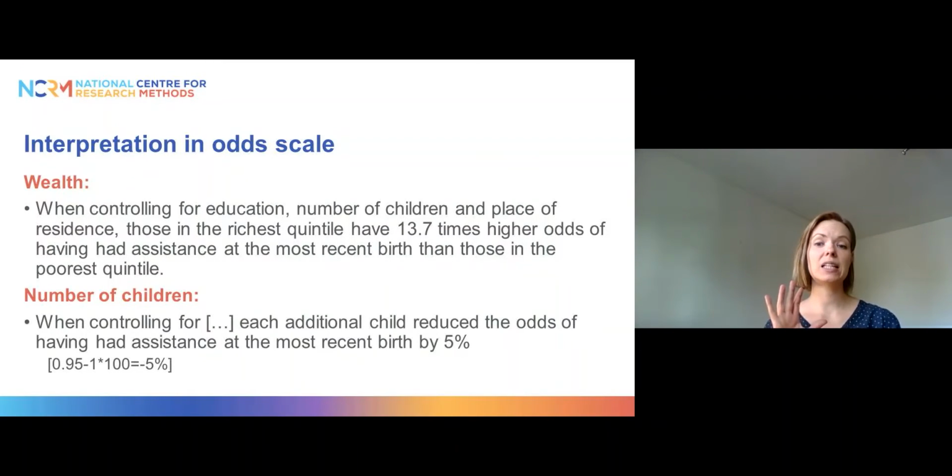If we wanted to focus on the differences between the poorest category and the richest category, we could say that when controlling for education, number of children, and place of residence, those in the richest quintile have 13.7 times the odds of having had assistance at the most recent birth than those in the poorest quintile.